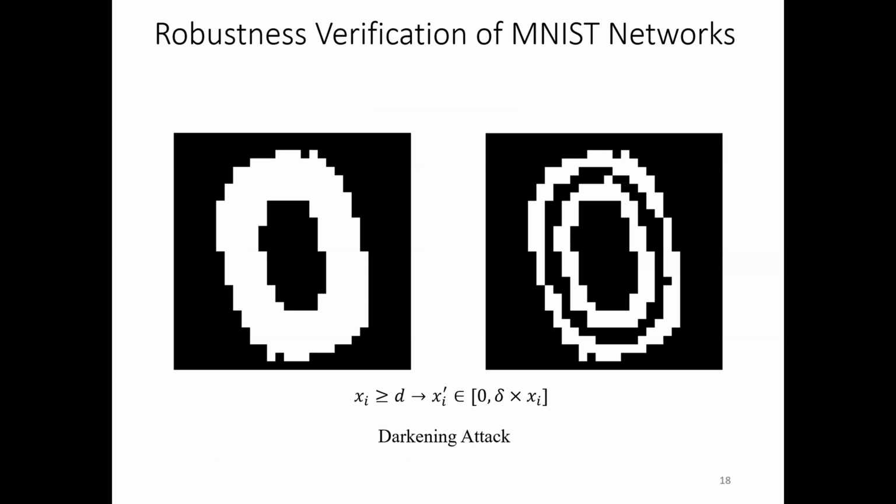On the verification of MNIST networks, we consider the robustness of the networks under darkening attacks on 100 images. The idea of a darkening attack is that if you have a pixel xi with a value larger than a threshold d, then it is darkened into a new value xi prime in the range between 0 and delta times xi.